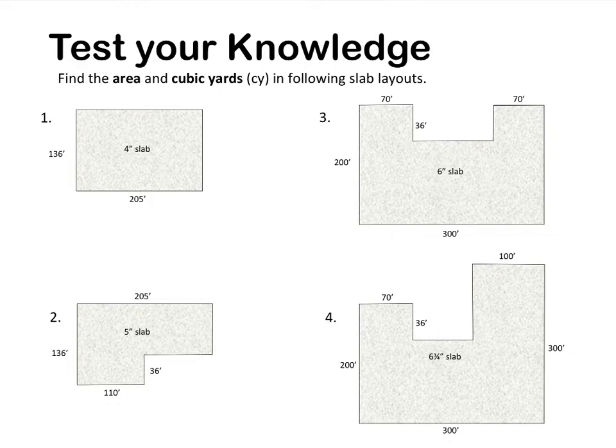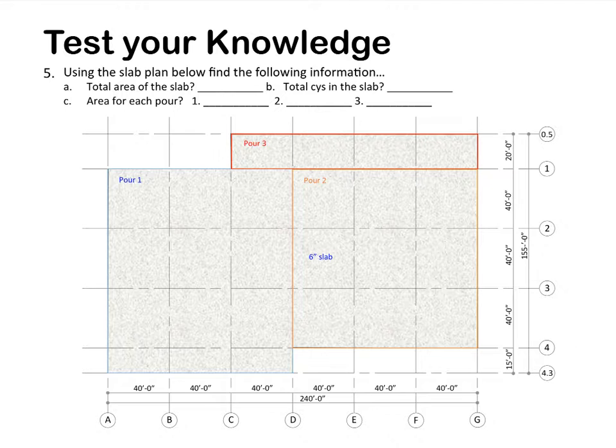Now we're going to continue to test your knowledge. Find the area and the cubic yards of the following slab layouts. Question number 5 will be, using the slab plan below, find the total area of the slab, the total cubic yards in the slab, and find the area for each pour 1, 2, and 3, which is denoted 1, 2, and 3. Please pause the video here and do the work.